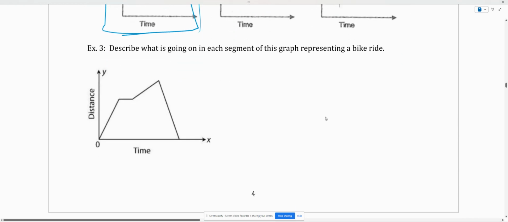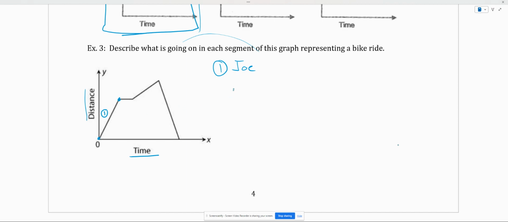All right. Third example, what's going on in each segment of this graph representing a bike ride? Now, you can be fully creative here. I'm just going to say we got a bike rider named Joe. So Joe's riding his bike. And in the beginning segment here, I'm going to look at from here to here. I'm going to call that number one. Look at our variables. We have time and we have distance. So we could think of this as perhaps distance from home. So this is how far away Joe is from home.